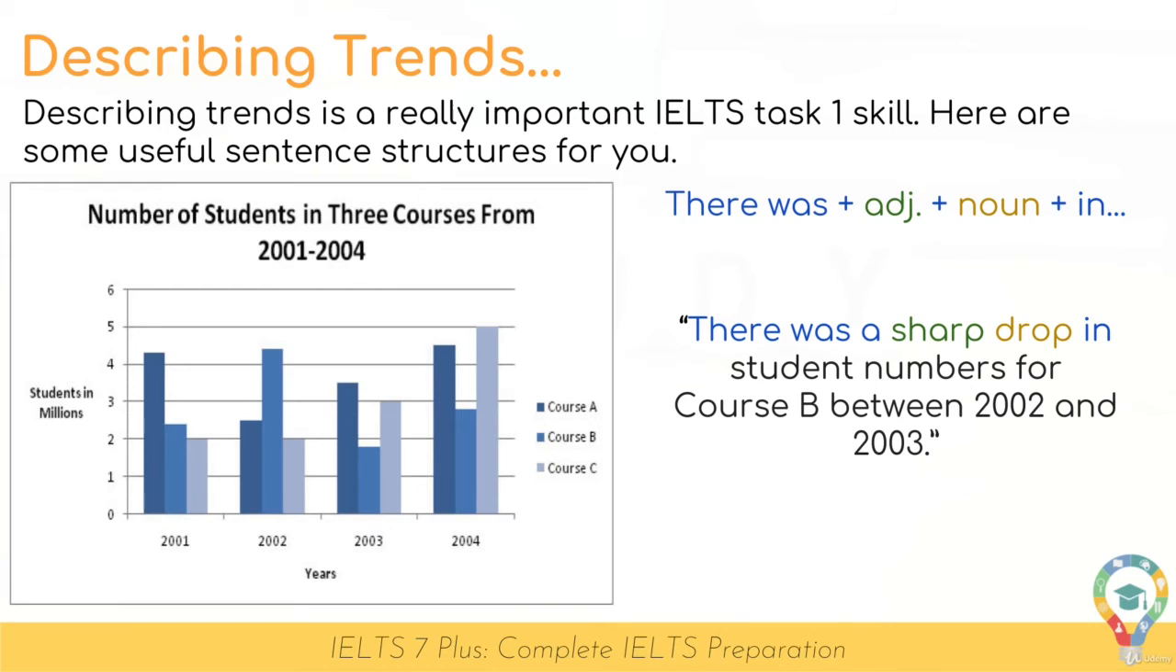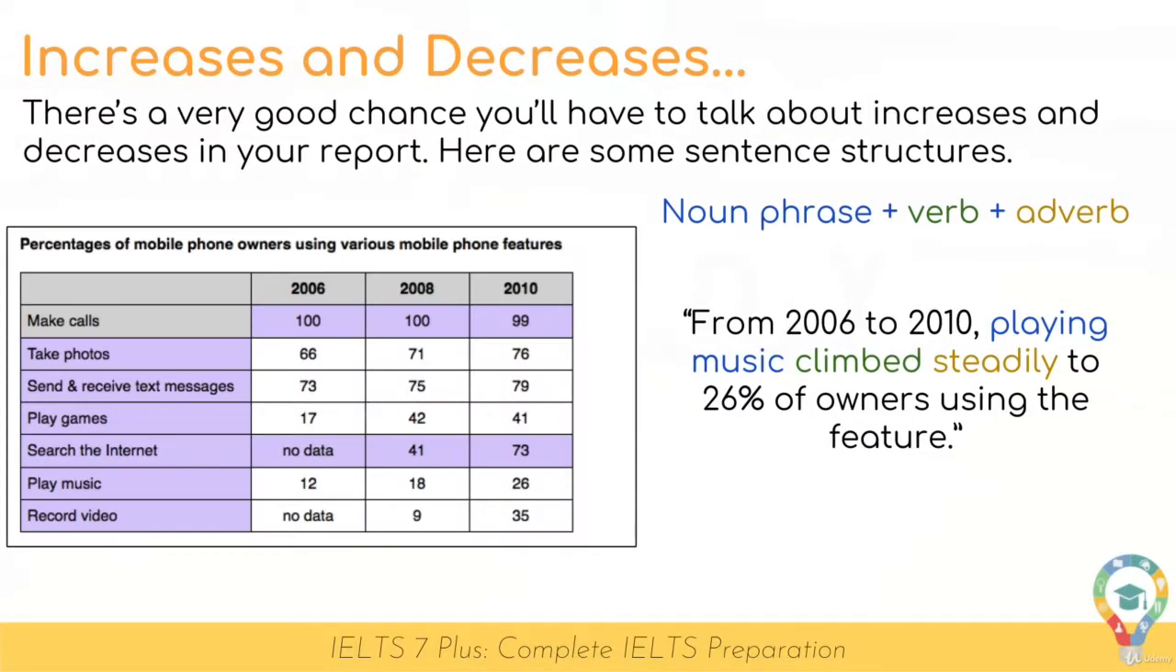I definitely advise you to write down these sentence structures with a few examples of your own, as in the test they will be super useful. Let's move on to the next section. Now we'll take a look at describing increases and decreases. And this is something that you will almost definitely have to do when reporting on IELTS writing task 1.